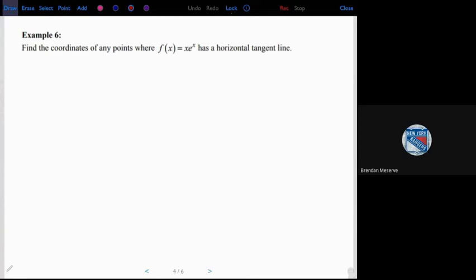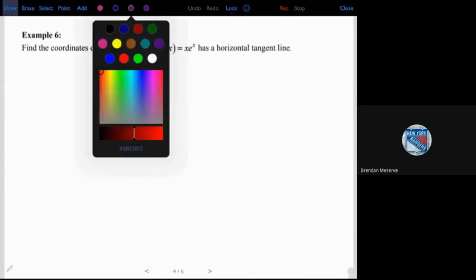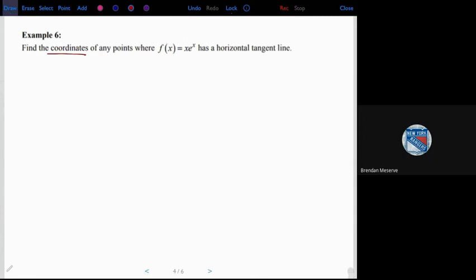So you have to recognize when the question is really just asking you for the derivative, and it might be using other words. So in example 6, it says, find the coordinates of any points where f of x equals x e to the x has horizontal tangent line. All right, horizontal line. What's the slope of a horizontal line? 0. So horizontal slope equals 0.